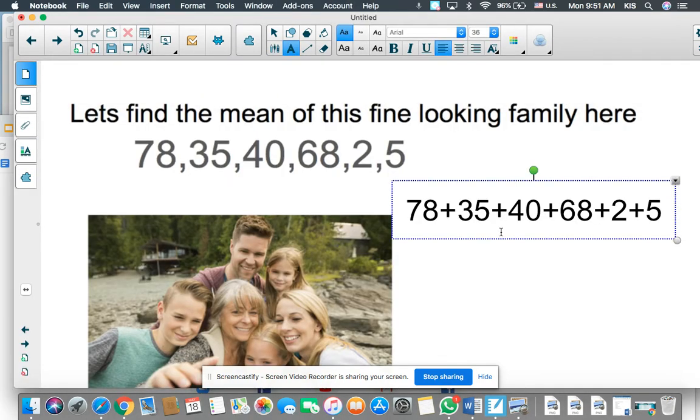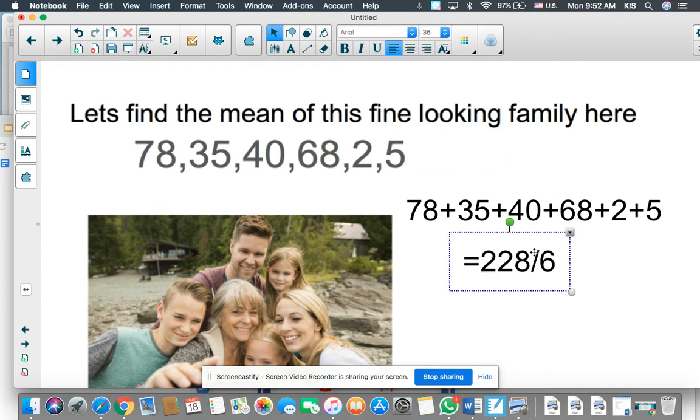So I've taken a minute here and I've put a plus sign between all the numbers, and now I want to add those up. Next, I'll divide by the number of numbers there are, which is 6. When I divide by the number of numbers, I get 38. Some are bigger than 38 and some are less than 38. There isn't even a number that's 38 here. But the average consistent value for all of these numbers here is 38.